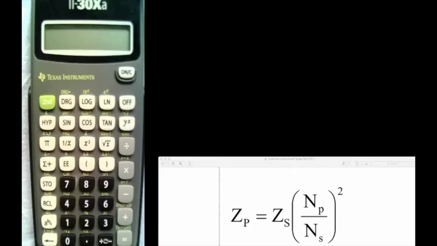Here's another one to do with transformers. We've talked about transformers stepping up voltage, or being current transformers. They can also be impedance transformers. So what this equation says is that the impedance on the primary is equal to the impedance on the secondary times the turns ratio squared.